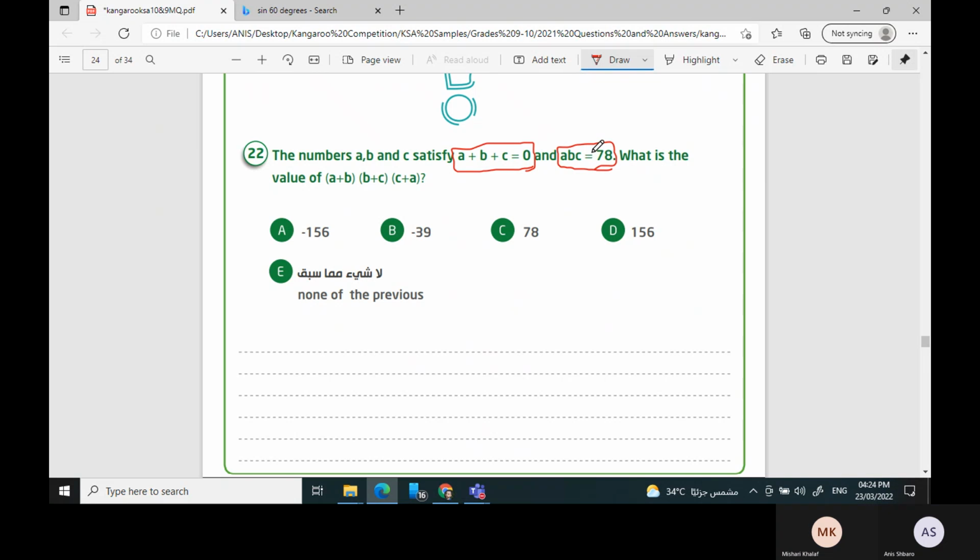Okay. So good. You are thinking that two of them are negative and one is positive to get the zero, which is a 100% good idea. But I don't want you to go deep in it.